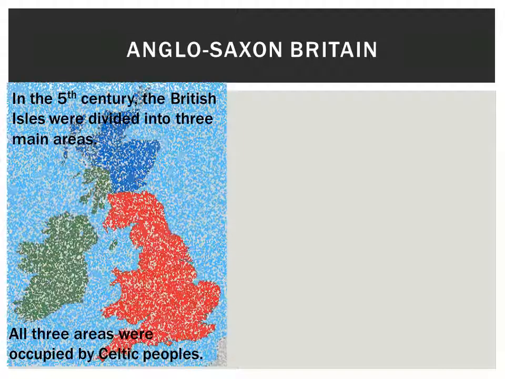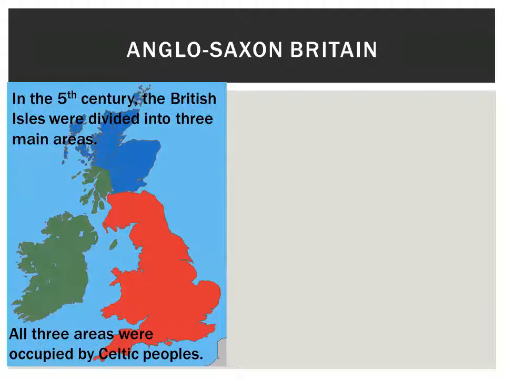So just taking a look at that, at the beginning of the Middle Ages, after the Romans left, the British Isles were divided into 3 basic areas, and they were all occupied by Celtic peoples of one kind or another. There were the Picts in the north, the Gaels in Ireland and in part of Scotland, and the Britons in what we now mostly see as England and Wales.